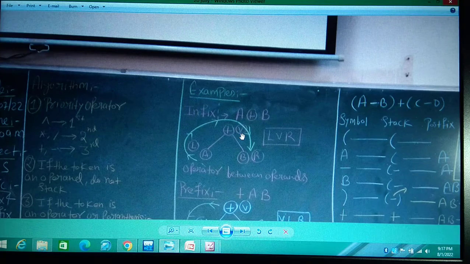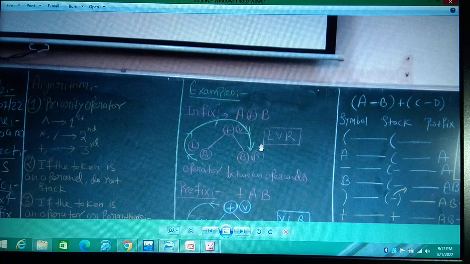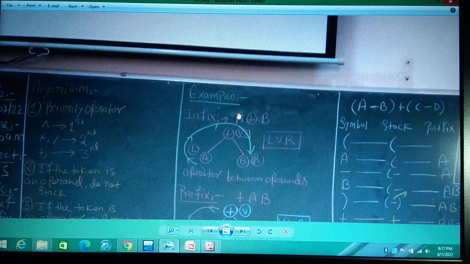Students, in this lecture we will explain infix, postfix and prefix. We will not explain everything, we will only explain the algorithm of infix to postfix. Already we have explained it in the class. So here again, there are two things.